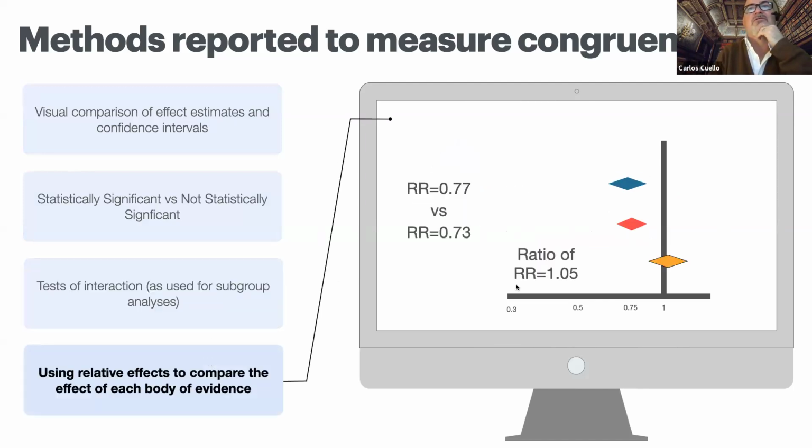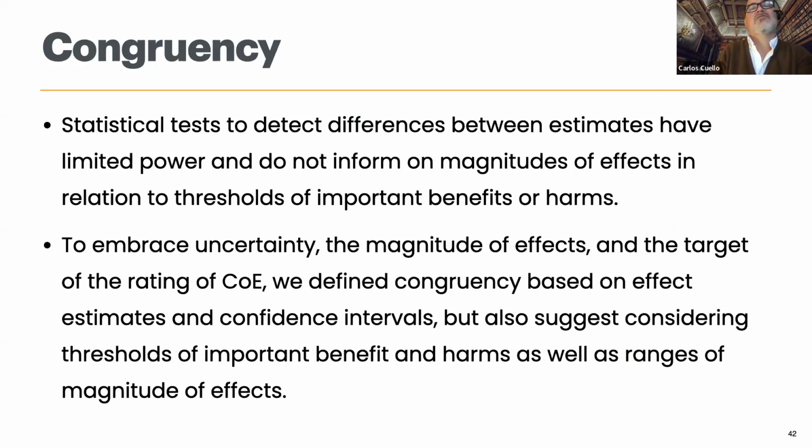Or using relative effects, for example, the ratio of relative risks. If you have a ratio of relative risk of 1, it's okay, you are not different. Or if it is beyond the 1, you are different. The problem with these statistical tests is that some of them have low power to detect these differences, but they also don't embrace the classical GRADE guidance of considering the magnitude of effect, embracing the uncertainty of this magnitude of effects, and also the thresholds that we usually have in GRADE.